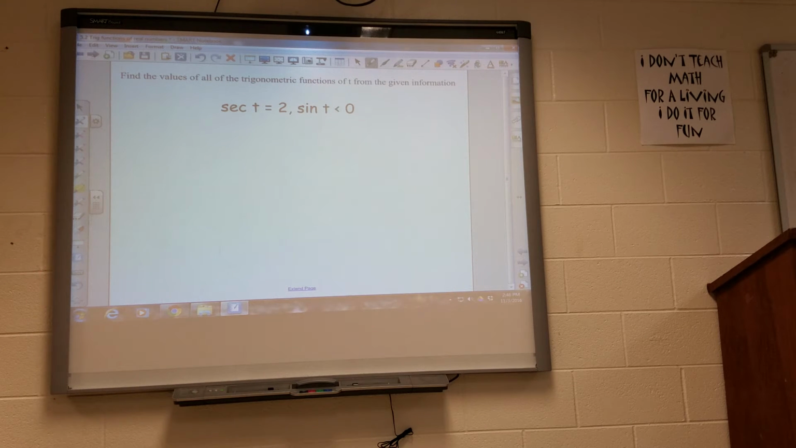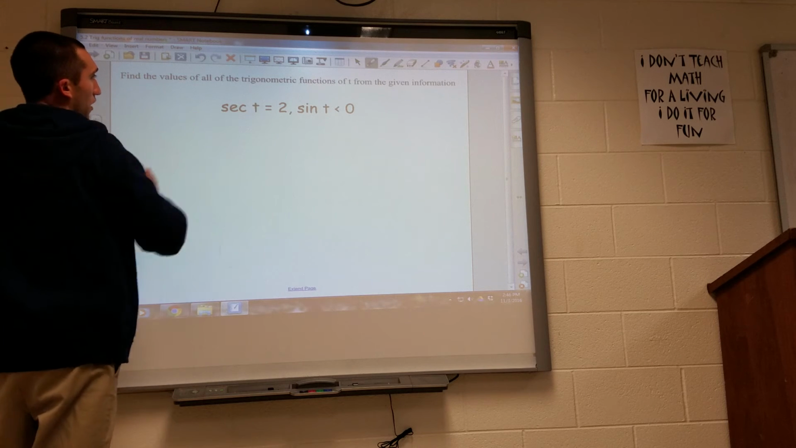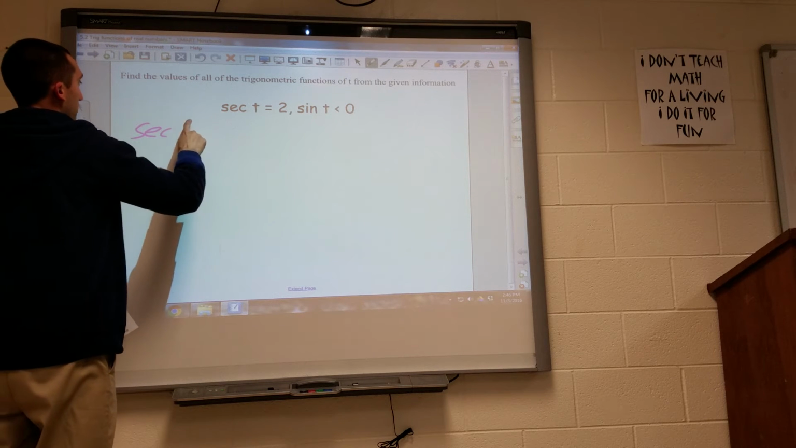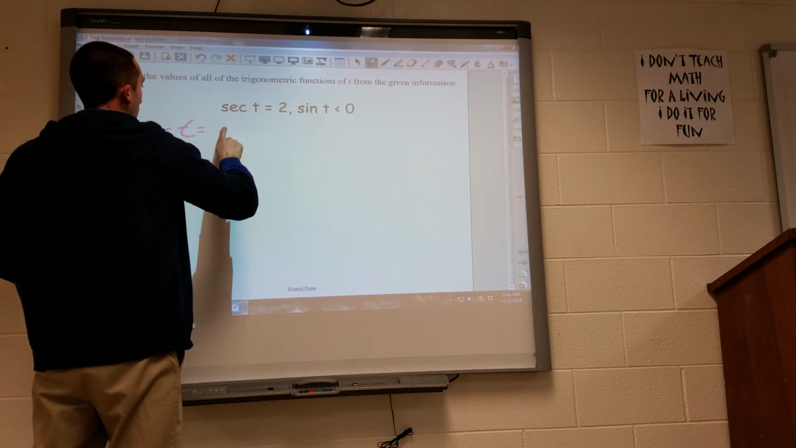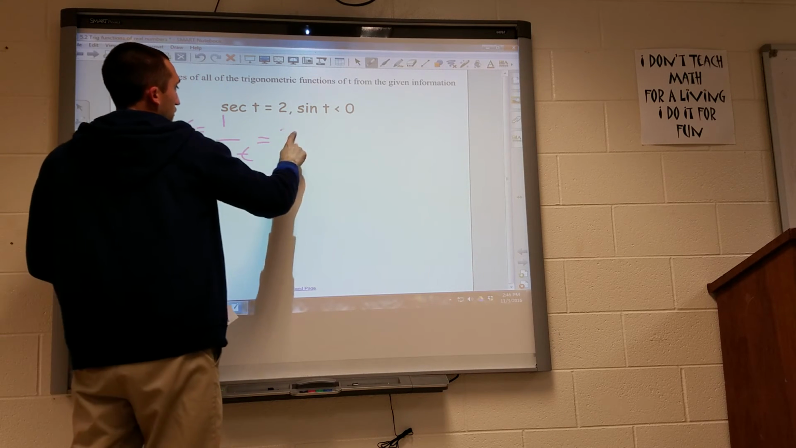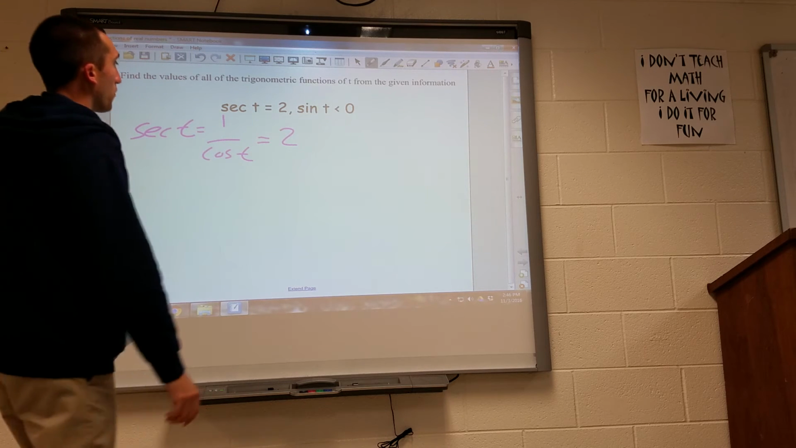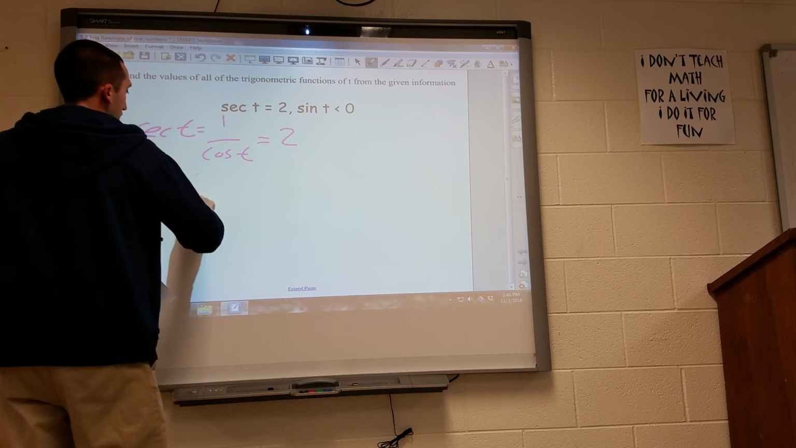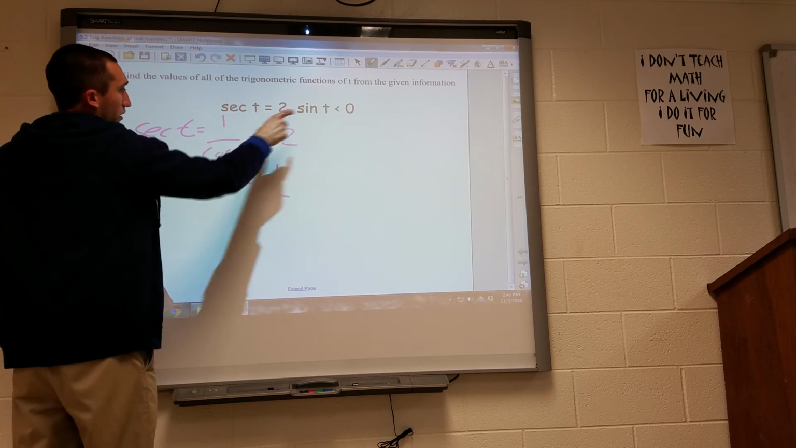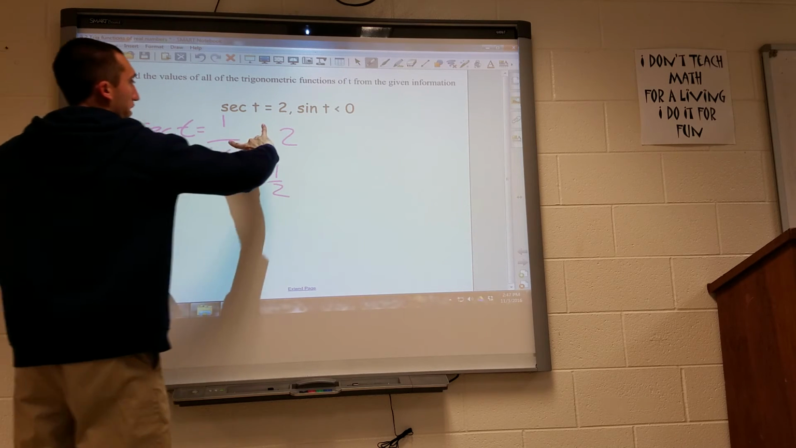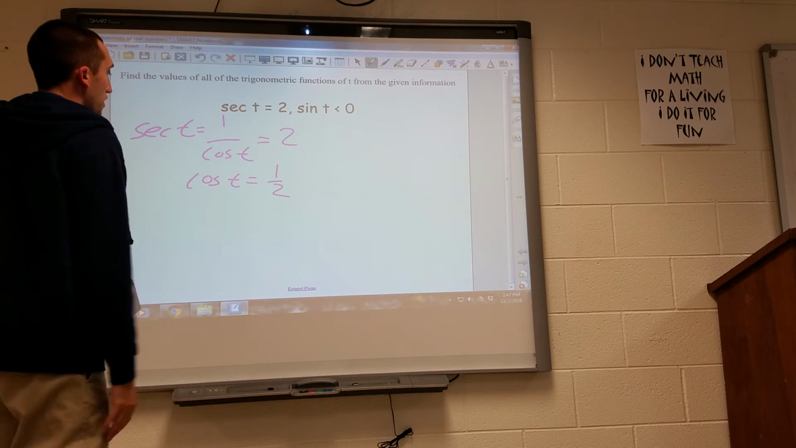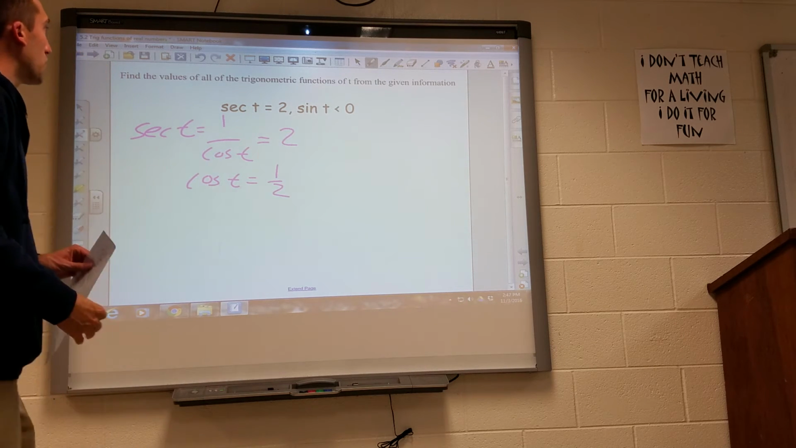And the last one, we have secant of t. So if we go back to our identities, you can go back and check. You'll see that secant of t is equal to 1 over cosine of t. And since we know the secant to be 2, we can determine that the cosine of t is equal to 1/2. If we multiply both sides by cosine of t divided by 2, or we can simply switch this answer with the denominator here. Either way, you're going to get a cosine of t equal to 1/2.